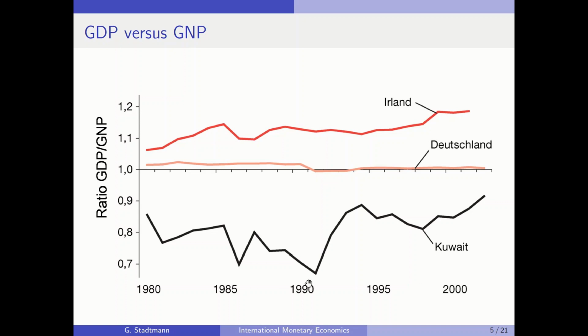This black line increased tremendously in the beginning of the 1990s. This is due to the Gulf War, where Kuwait had to pay for some of the costs of this war, and therefore the amount of stocks and bonds decreased, and hence also the GNP of Kuwait decreased in this time period.